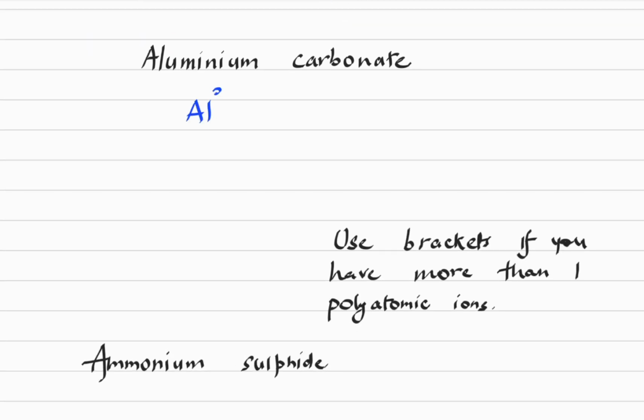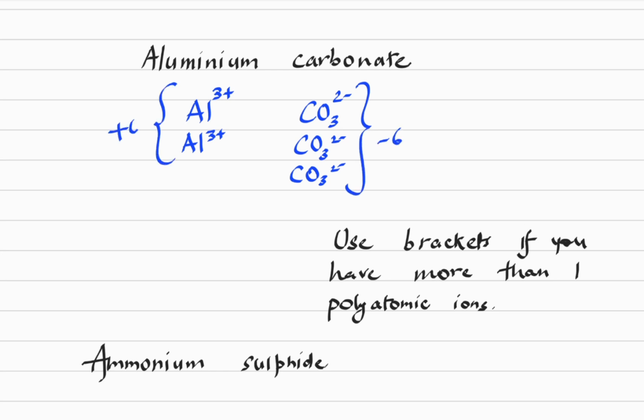Okay, let's try aluminium carbonate. Aluminium has 3 plus charge. Carbonate is a polyatomic anion carrying 2 negative charge. So you know what to do. You have to take 2 aluminiums and 3 carbonates, right? So that here it is -6 in total, here it is +6 in total. So the formula becomes Al2CO3, 3. You have to take 3 of them, so you would write 3.